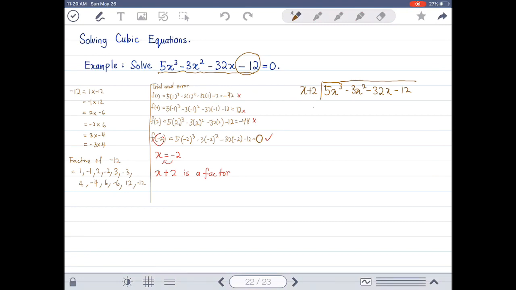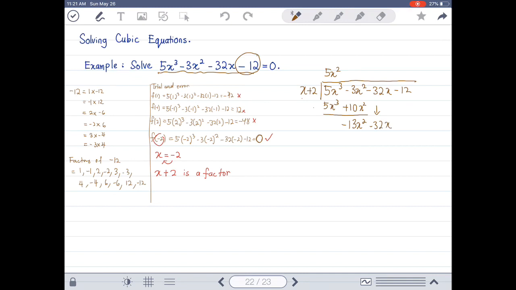What times x gives 5x cubed? We need to times with 5x squared. 5x squared times x, we get 5x cubed. 5x squared times plus 2, we get plus 10x squared. Okay, top minus bottom. First term, we get 0. Second term, negative 3x squared minus 10x squared, we will get negative 13x squared. Okay, bring down the next term, minus 32x.